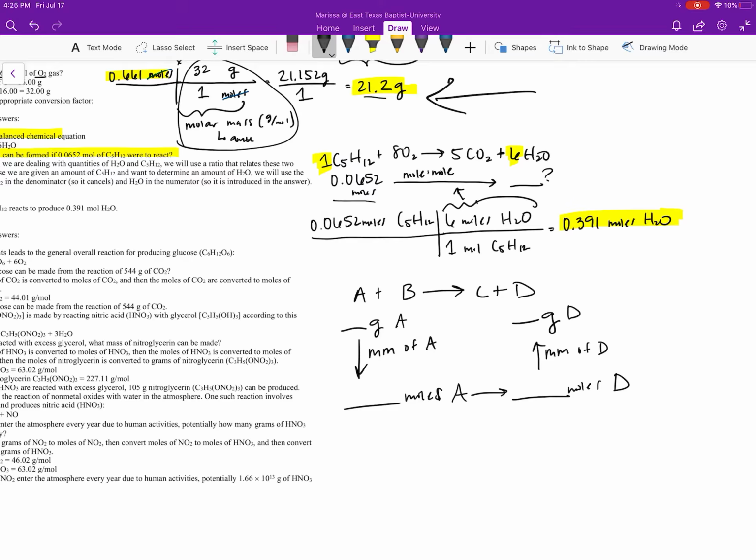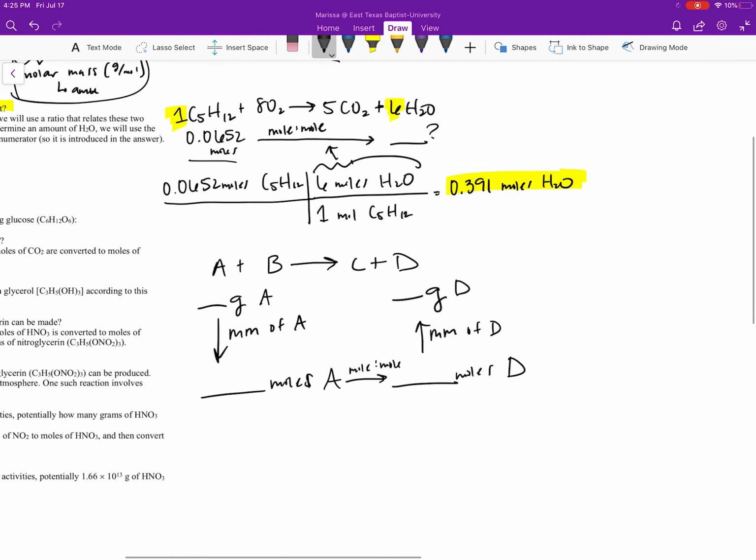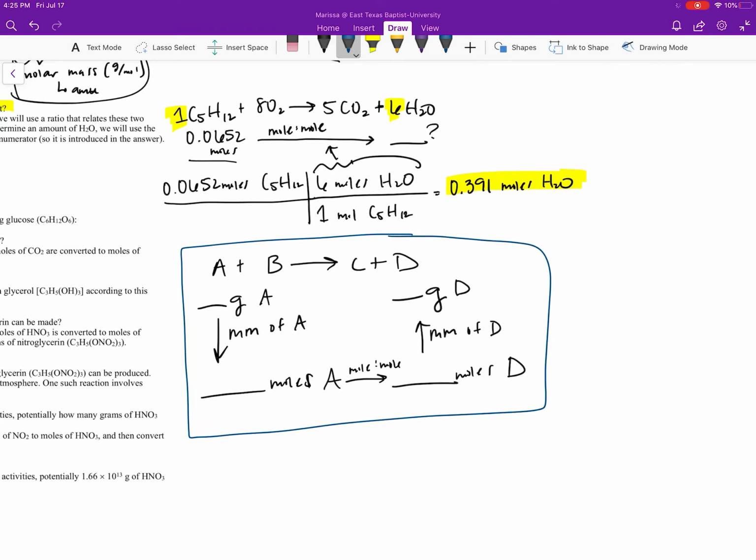To go from moles of A to moles of D, well, that's just like what we just did, which is the mole-to-mole ratio based on the balanced chemical equation. And this allows us to go between A and B, A and C, B, D, C, B. It doesn't matter what the problem is or who is in the problem. This is the general outline to convert any and every problem that we might see in stoichiometry.